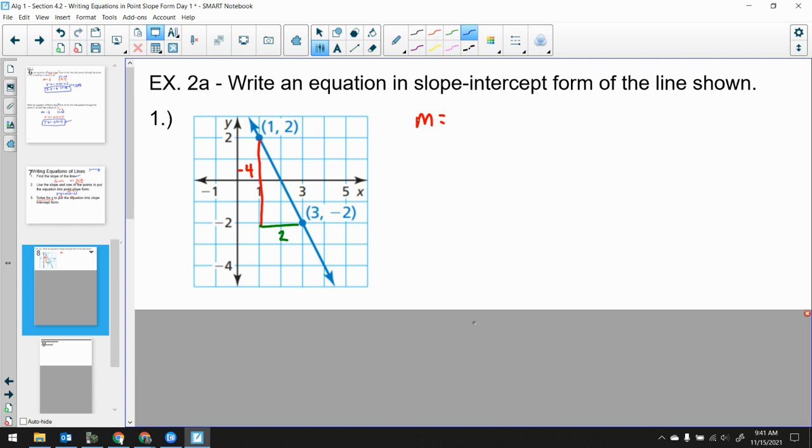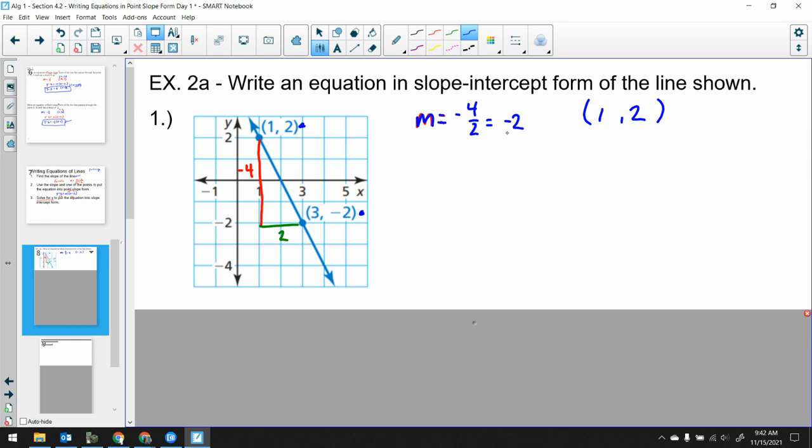My slope is going to be down 4, right 2, which simplifies all the way down into negative 2. Okay, now what I'm going to do is use that slope and one of the 2 points. Now you may be thinking, well, which point do I choose? Do I choose 1, 2, or do I choose 3, negative 2? Here's the beauty of it. It doesn't matter. You can pick either of these 2 points and it's going to come out the exact same way. So I always like to stay positive. You know me, I like to stay positive. So let's pick the 2 coordinates that are both positive, 1, 2.